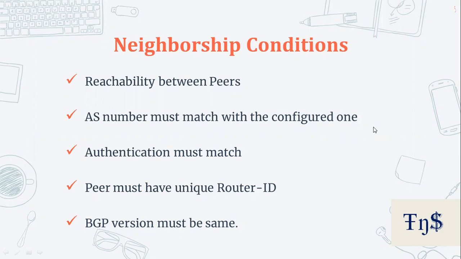The first one is the reachability between peers. This is pretty much self-explanatory, right? If you want to form neighborship between two devices or two peers, then they must be reachable, right? So this is the first one. The second one is the AS number must match with the configured one.